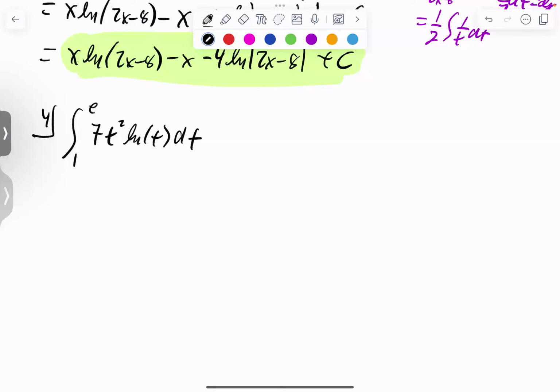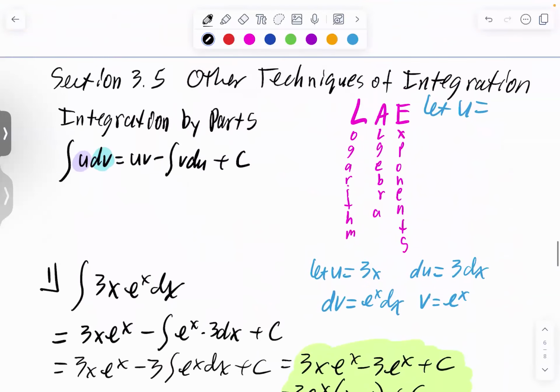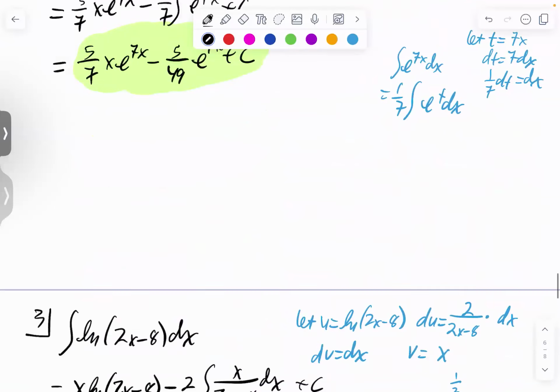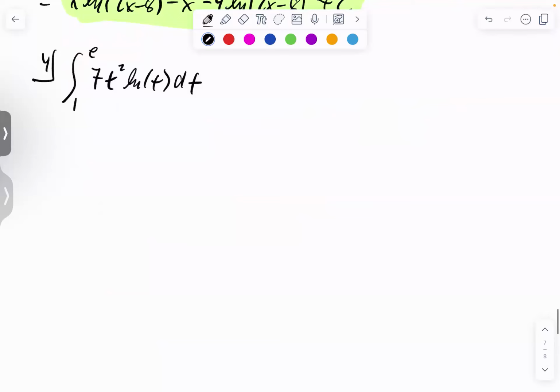And what do we let u be? Well, if we remember when we go back, we're going to use our logarithm. So that's going to be our first choice. On occasion, that won't work, but we'll know right away if it doesn't work. So I'm going to let u be ln of t, which means dv is 7t squared dt.